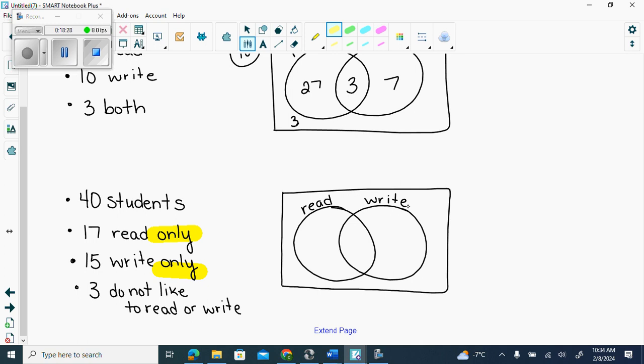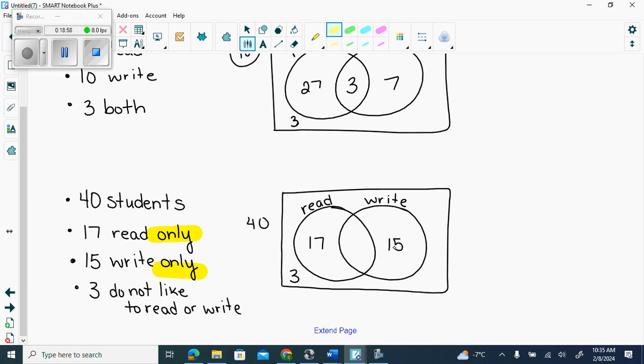Okay. So, I have 40 students again. So, on the outside, I'm going to have 40. I can put the 3 that do not like to read or write immediately because they're going to be on the outside, yes? And the onlys I can put in right away because they're not affected by anything else. They only like this and they only like that. And something only means just one piece. You're going to be in one piece of a Venn diagram. So if there's 17 who read only, they're going to go into this only reading crescent moon. And if there's 15 who write only, they're going to go into the 15 crescent moon.